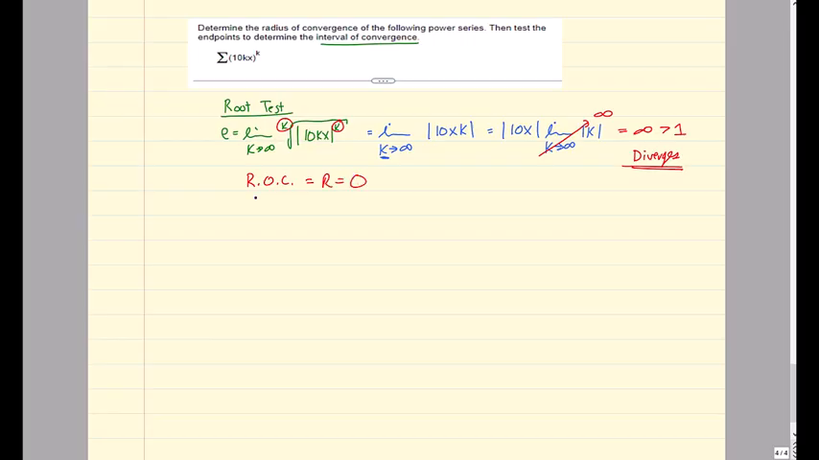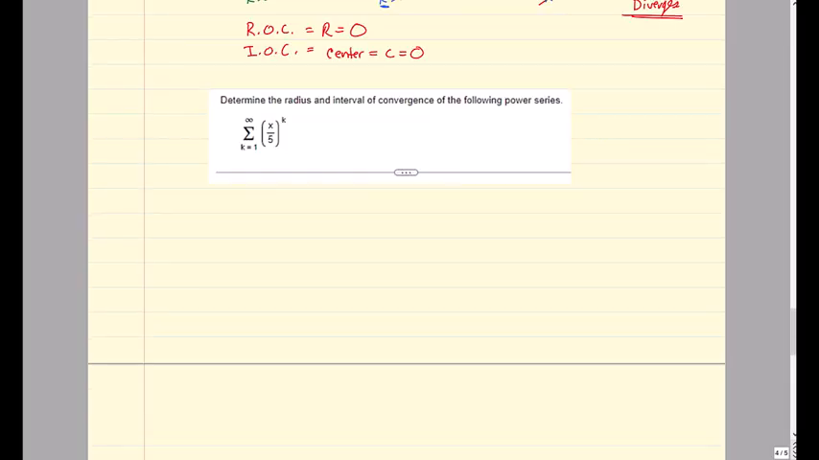The interval of convergence is just going to be equal to a single point, the center, c, in this particular case c equals 0. Why does it equal 0? Because I have the absolute value here, or I could look at this in terms of x minus c to the k. I'm not subtracting anything, so I'm subtracting 0, so that would be my center, or my interval of convergence is just the center, that single value.